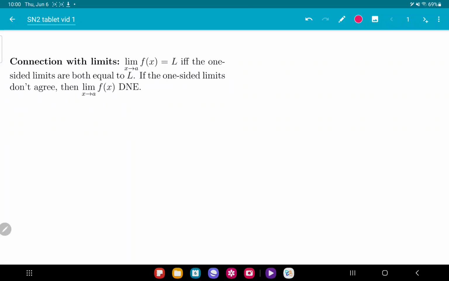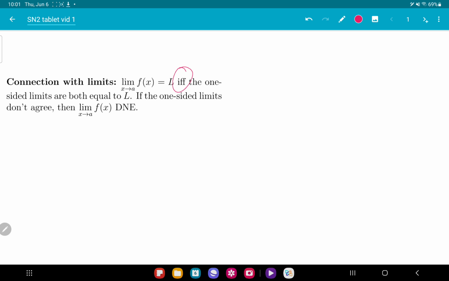We'll summarize this in a little statement down here. You should copy this into your notes. It basically says what I just outlined in the example there. If you want the overall limit to exist, or to equal a number L, and when I say exist, what I mean is equal a real number, then you need the one-sided limits to agree. And they have to actually equal that L value. One detail here: this is not a typo, "if" is a math short form for "if and only if."